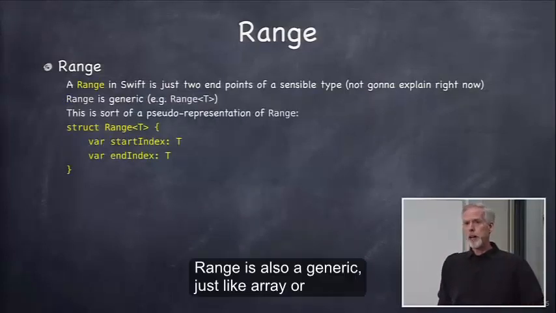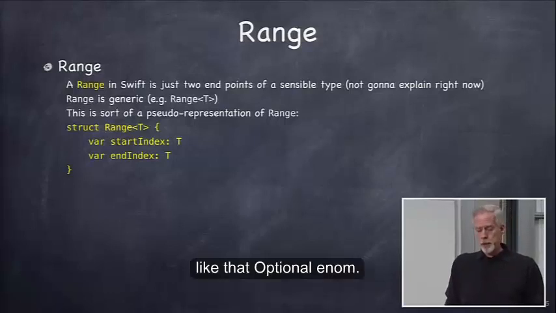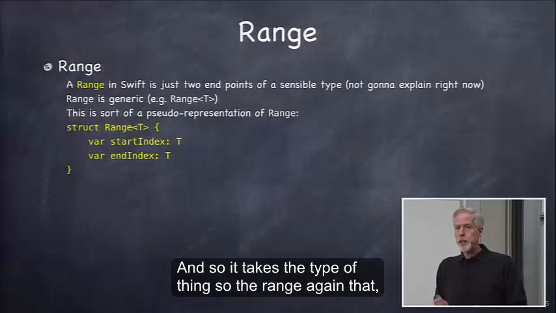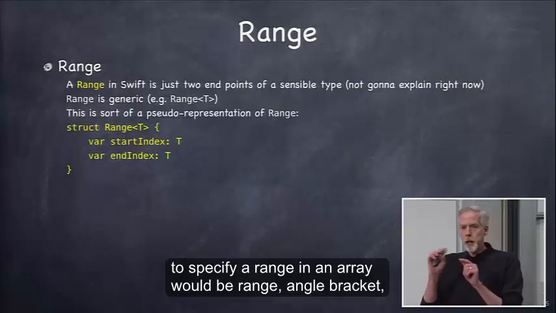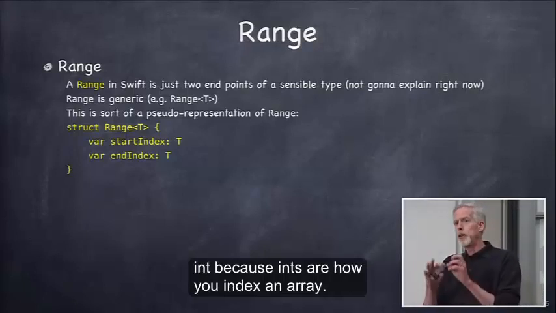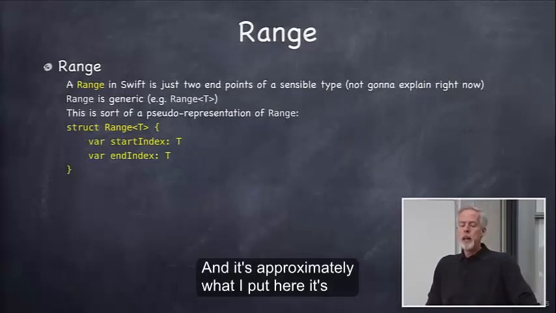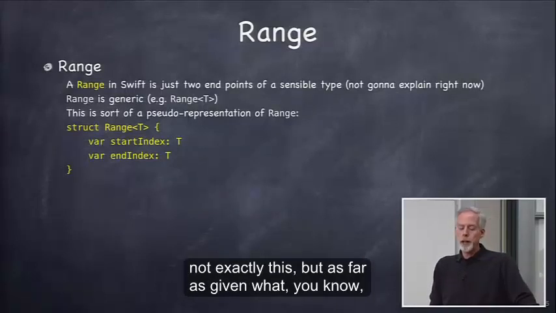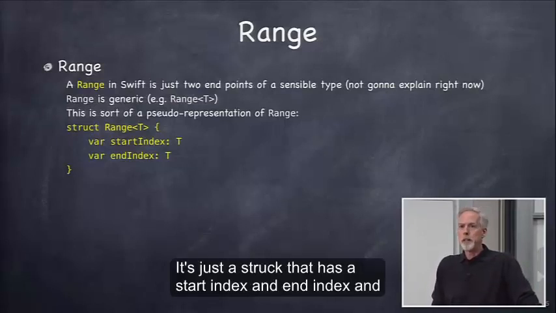Range is also a generic, just like Array or that Optional enum. And so it takes the type of thing. To specify a range in an array would be Range angle bracket Int, because Ints are how you index an array. It's approximately what I put here. It's not exactly this, but given what you know so far, this is the best I can describe it to you. It's just a struct that has a start index and an end index.